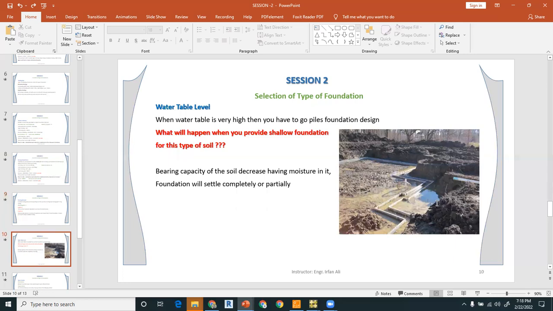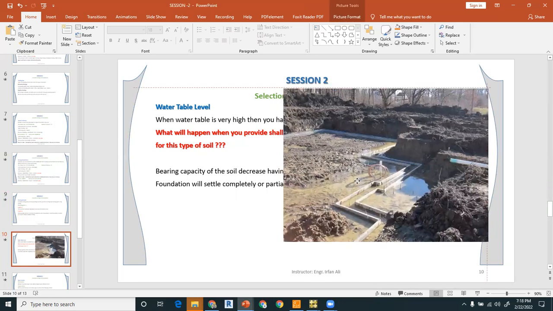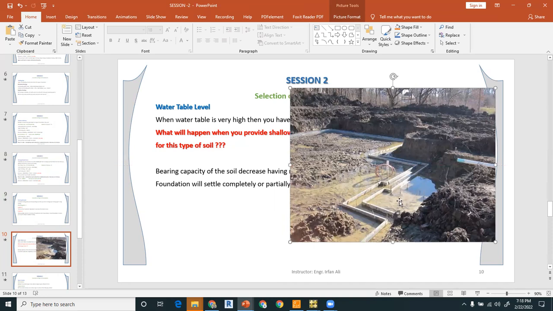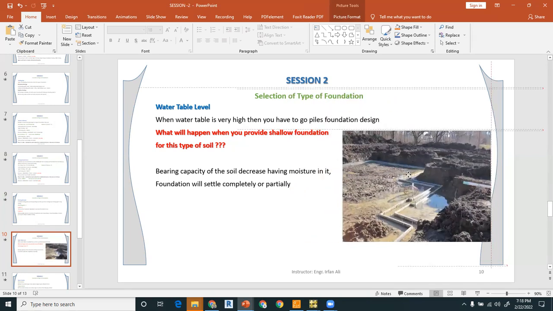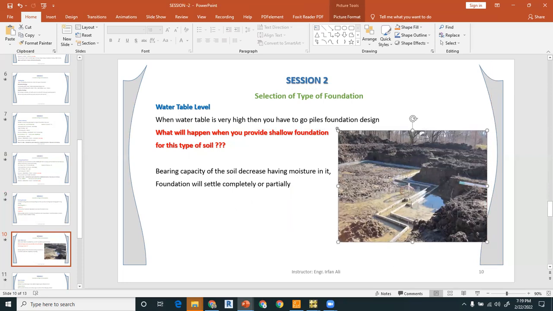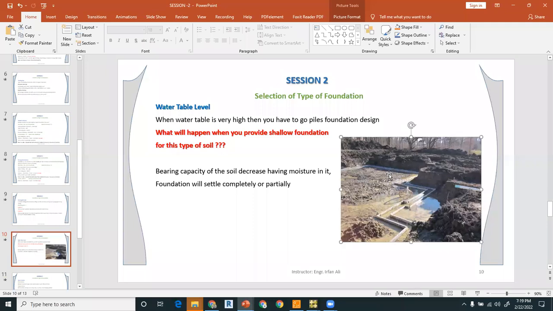This is the water table level. When the water table level is very high, then there is no doubt you have to go towards the pile foundation design, right? So you can see in this photo, let me enlarge this, that there is a very high water table in this region, right? Whether it is soft soil or rock, if there is a high water table, water at the foundation level, then you have to go towards the pile foundation, right?